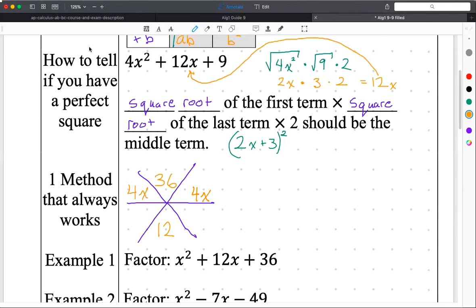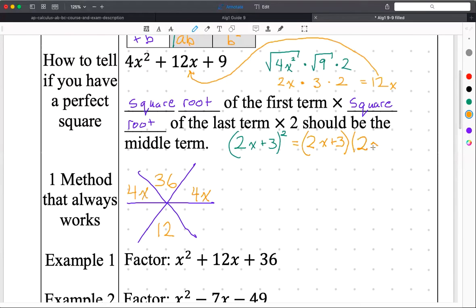Wait, Mr. Sindel, I have a question. Yeah, go for it. Up there you were doing how to tell if you have a perfect square, but you found an answer from that. Is that also a way to solve it? So the answer to factoring this is 2x plus 3 to the power of 2. This is how to factor it. And again, the answer here is this. I don't know if I'm answering your question, but this is the equivalent of 2x plus 3 times 2x plus 3.